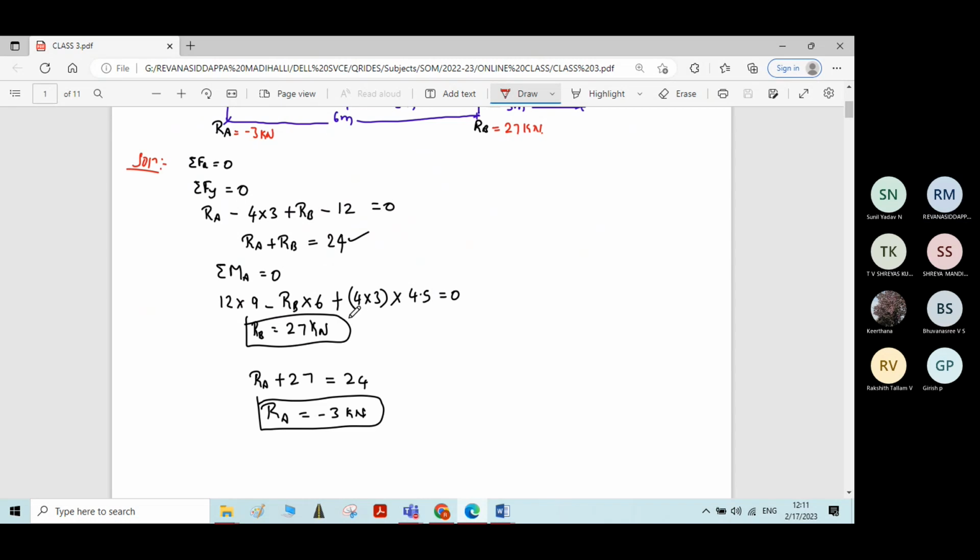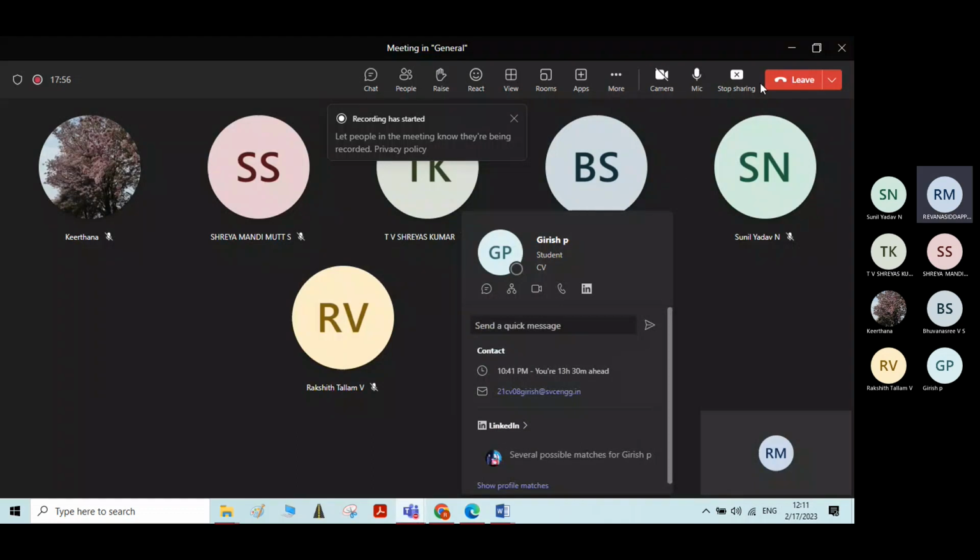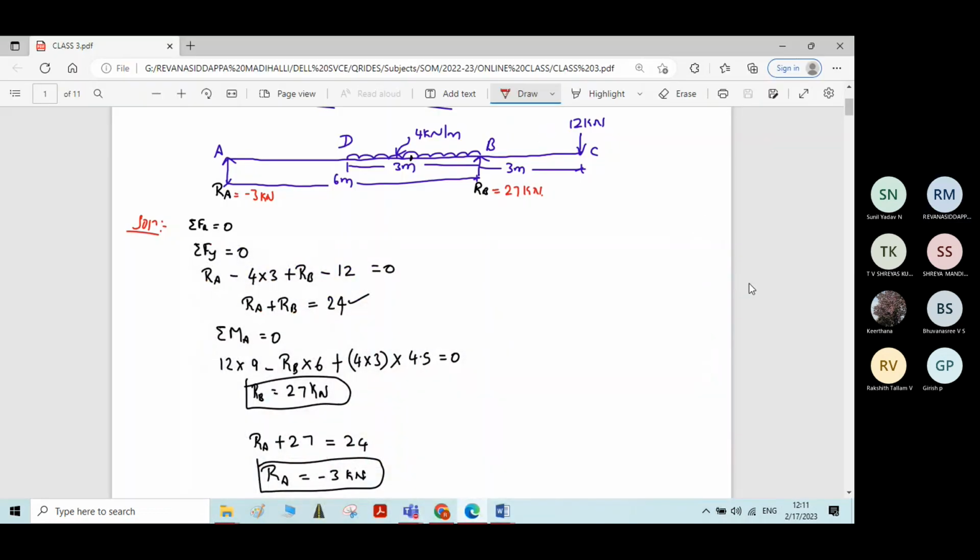Now this completes the calculation for support reactions. What next? We need to take the section XX. Where to take the section XX? On which span? Girish, tell me the answer. Where to take the section XX? You need to take the section on the last span, that is section BC.